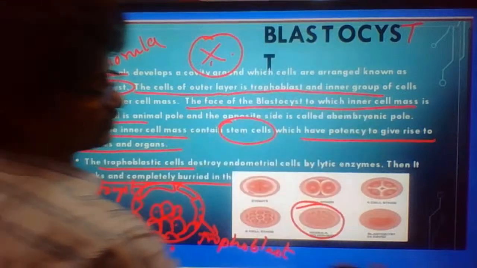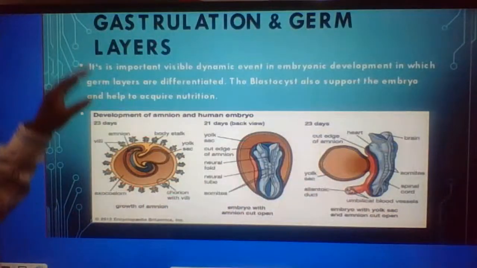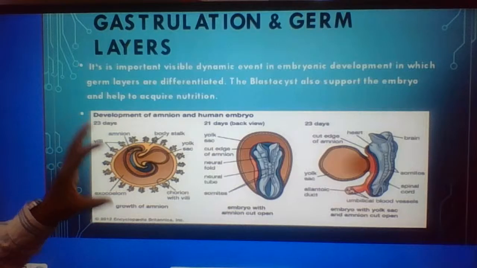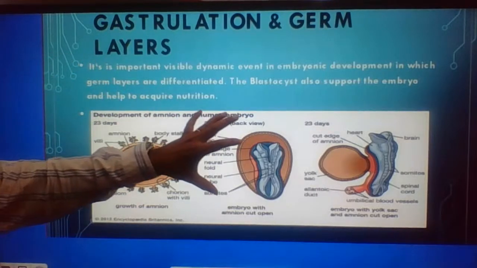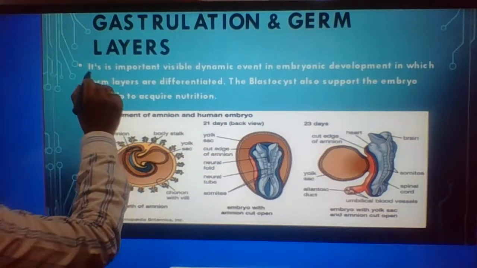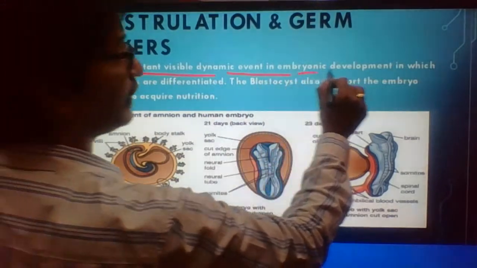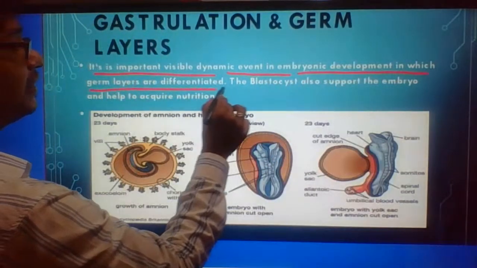So this is how the blastocyst thing takes place. Then gastrulation of the germ layers. Most of the details are not given in your NCERT book, so I'm not going much into detail about this gastrulation process, but I'm giving just one outline. It is an important, visible, dynamic event in embryonic development in which the germ layers are differentiated.